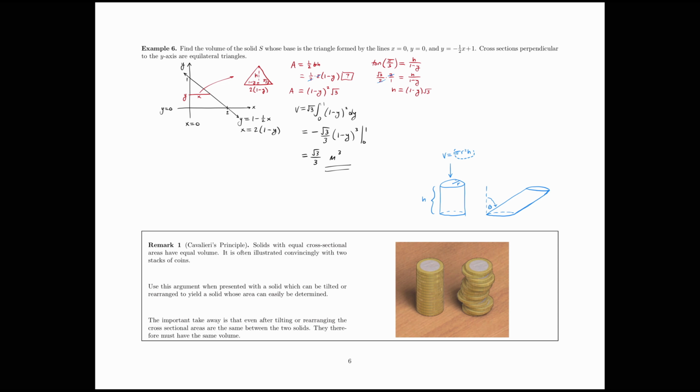So we know that the volume for this one is pi times the radius squared times the height. Now the question here is, what is the volume for this figure?